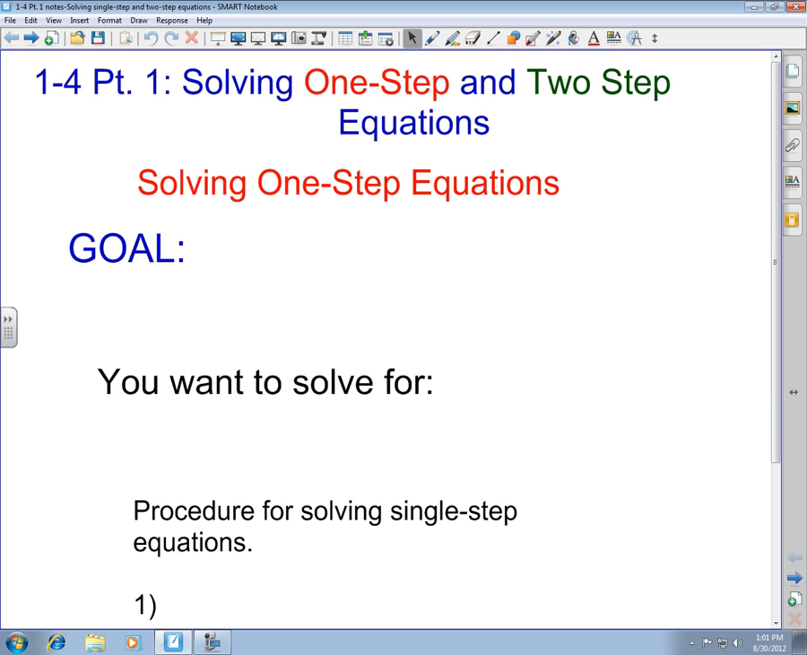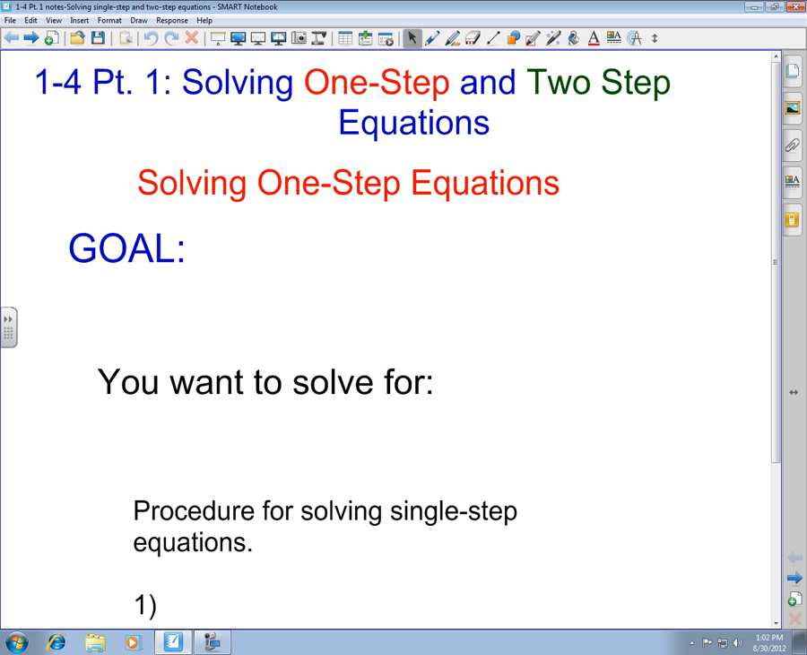Today we're going to be talking about 1-4 Part 1, solving one-step and two-step equations. This is absolutely the most quintessential part of algebra. If you can learn how to solve equations, then the rest of the year is very doable, a lot easier to handle. So let's go ahead and learn how to solve these one and two-step equations.